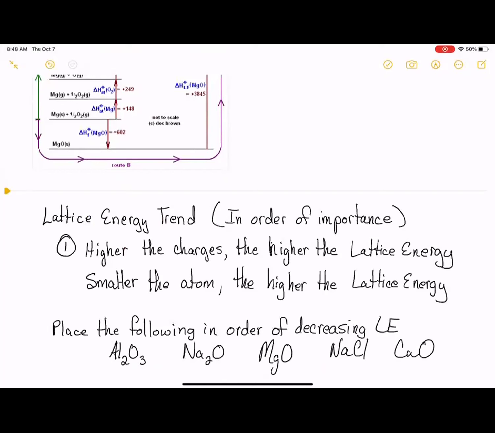The second thing, if all the charges are the same, then you have to go to the atomic size. Because the smaller the atom, the higher the lattice energy. So again, do part 1 first. If part 1 doesn't help you differentiate everybody, then do part 2.